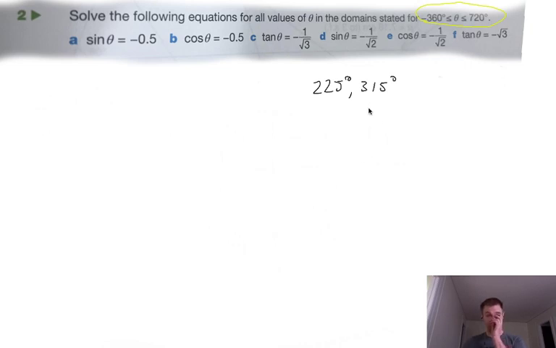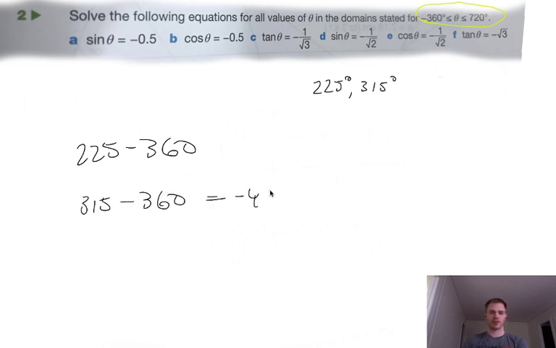All right, so what is the period of the sine function? What is one period of the sine function? It is 360 degrees. So we'll use that same trick that we used with part A and B of this number 2 here. I'm going to subtract 360 from each of these. So 225 minus 360 and 315 minus 360.